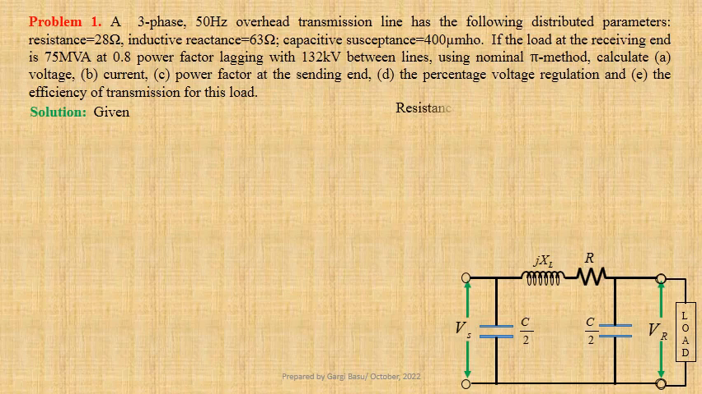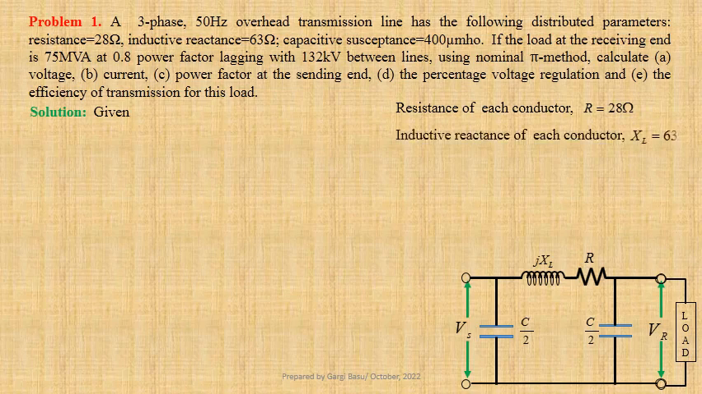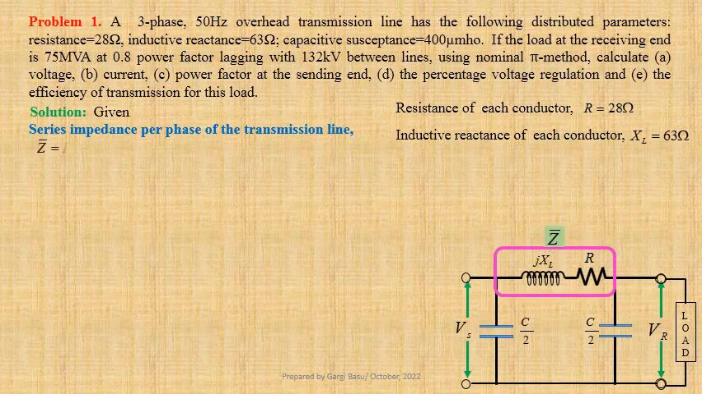Given resistance of each conductor R equals 28 ohm and inductive reactance of each conductor XL equals 63 ohm. Series impedance per phase of the transmission line Z equals R plus JXL, that is equal to 28 plus J times 63 ohm. This may be written in polar form as 68.942 ohm at an angle 66.04 degree.